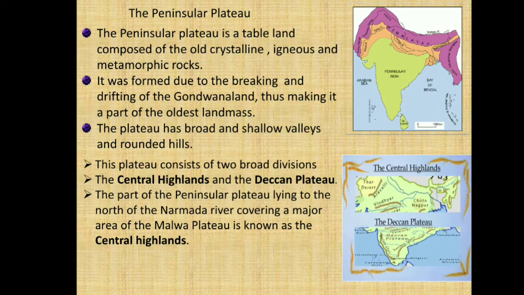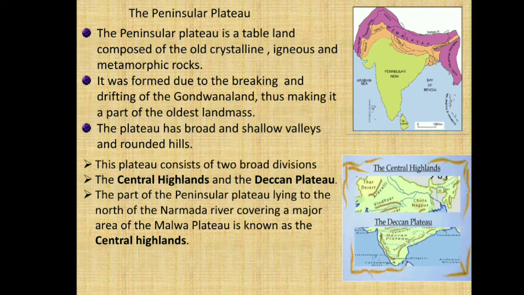Okay, let us learn about the Peninsula Plateau. The Peninsula Plateau is a table land composed of the old crystalline, igneous and metamorphic rocks. In the last class, we have already learned about the different types of rocks, how they are formed. It was formed due to the breaking and drifting of the Gondwana land.